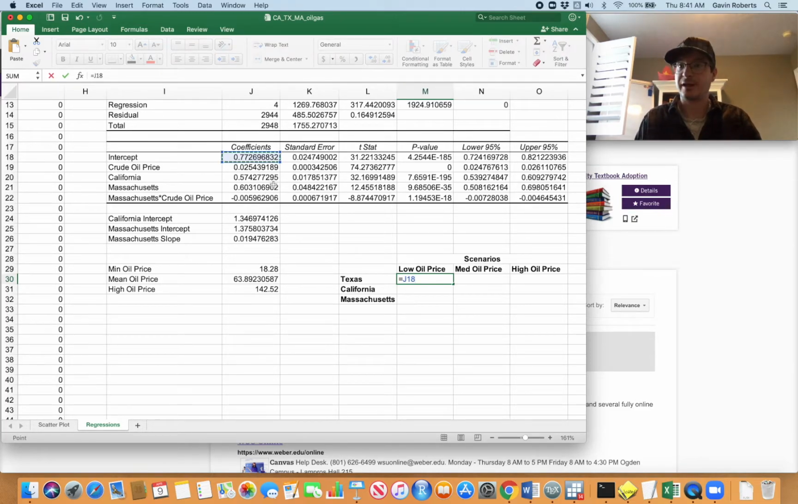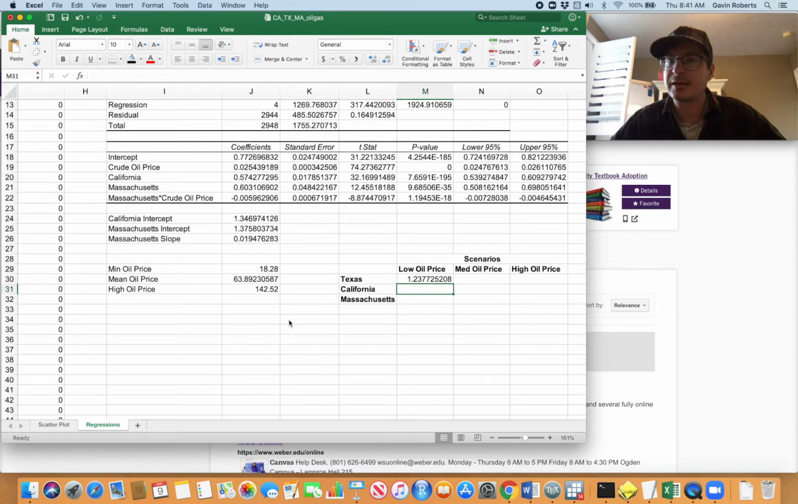There's going to be an intercept. So we're just plugging in our low oil price into our Texas price scenario. So equals the intercept plus the crude oil price slope times the min crude oil price right here, right? So that's going to be my estimated gasoline price in Texas for my low oil price scenario.